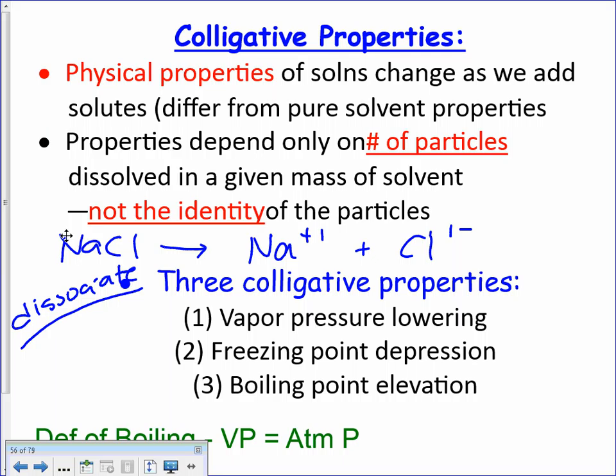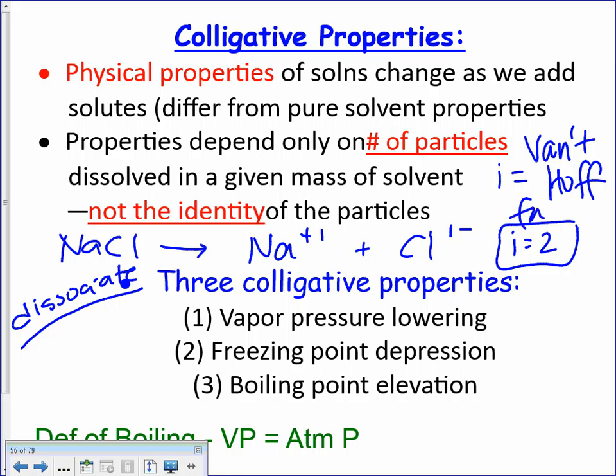Okay, so how many particles does it break into? 2. We call that the I factor. I is the I factor, and the I factor is 2 in this case because there are 2 ions that it breaks into. The I factor has another name. It's named after a person, the Van 't Hoff factor.